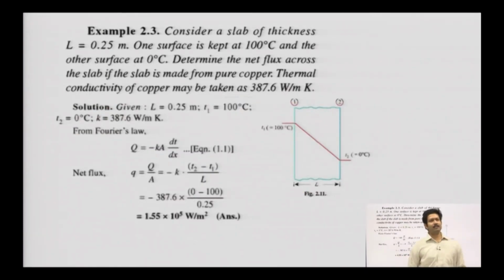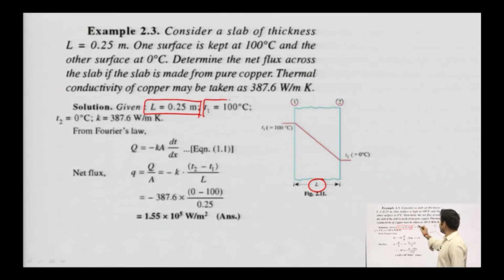Okay, now the next one is, once again, consider a slab of thickness L, 0.25 meters. Okay, this is the L thickness. One surface is kept at 100 degrees Celsius and the other surface at 0 degrees Celsius. Determine the net flux across the slab if the slab is made of pure copper. Thermal conductivity of copper may be taken as 387.6 watts per meter Kelvin. So everything is given here once again. So the thickness L is equal to 0.25 meters.